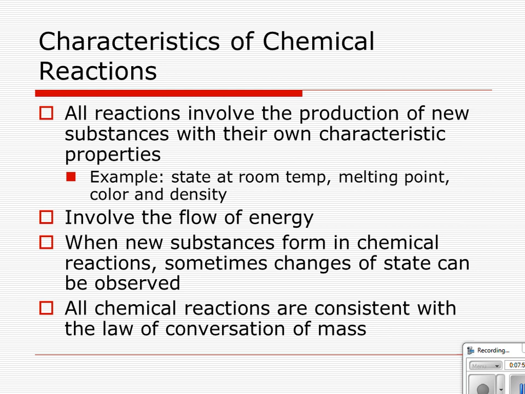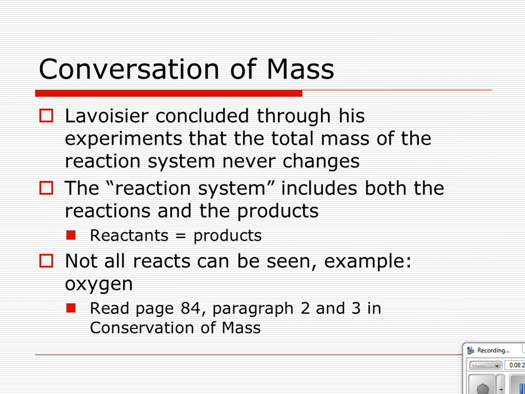Now, all reactions involve the production of new substances with their own characteristic properties, for example their state at room temperature, their melting point, their color, their density. They involve the flow of energy, and when new substances form in chemical reactions, sometimes changes of state can be observed. And all chemical reactions are consistent with the law of conservation of mass. The law of conservation of mass was developed by Antoine Lavoisier, and Lavoisier concluded through his experiments that the total mass of the reaction system never changes. The reaction system includes both the reactants and the products, and the reactants equal the products.